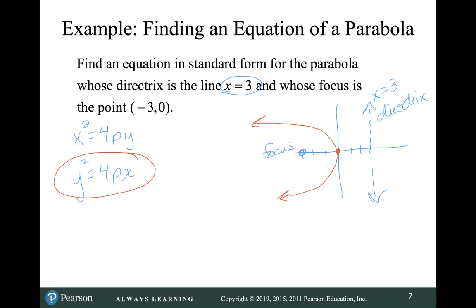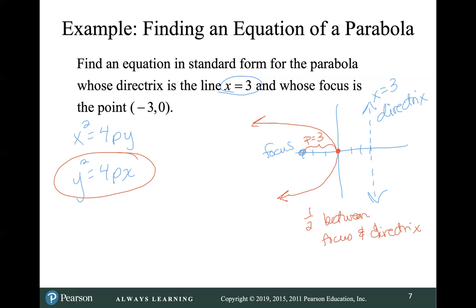To find my value of p, I want to find the distance between my focus and my vertex, or you can think of it as half of the distance between the focus and directrix. So the distance here, p equals 3. Again, I can find that just from the graph. I don't have to do calculations if I'm doing my sketch.